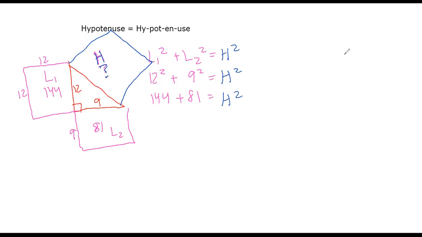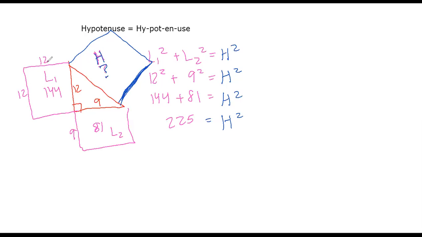So 144 plus 81 ends up being 225, which equals our hypotenuse squared. So this whole square area is 225, but we want to figure out what one of these sides equals.